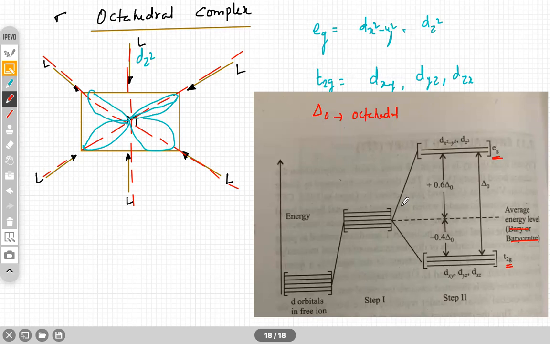Sir, why is it minus 0.4 delta O? Because the energy is decreasing from that point. So minus just represents that the energy decreases. It's just a sign convention, you can say. Yes.